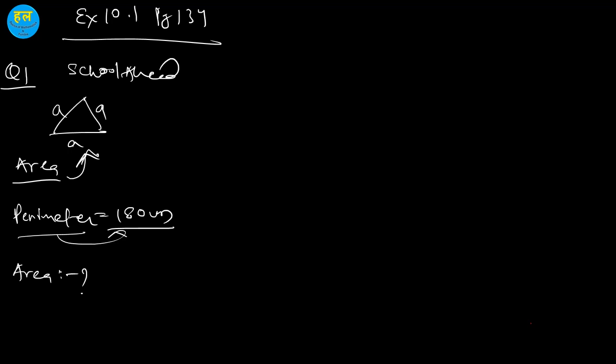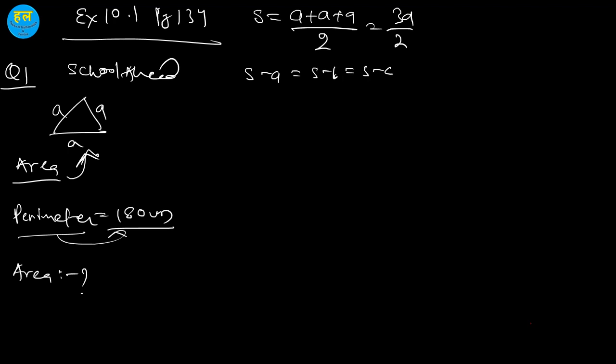What does Heron's formula say? First we have to find S, the semi perimeter. It will be the sum of all sides divided by 2, that means 3A by 2. This is our S. Then we have to find S minus A, which will be equal to S minus B and S minus C because it is an equilateral triangle. So 3A upon 2 minus A equals 3A minus 2A by 2, which is A upon 2.